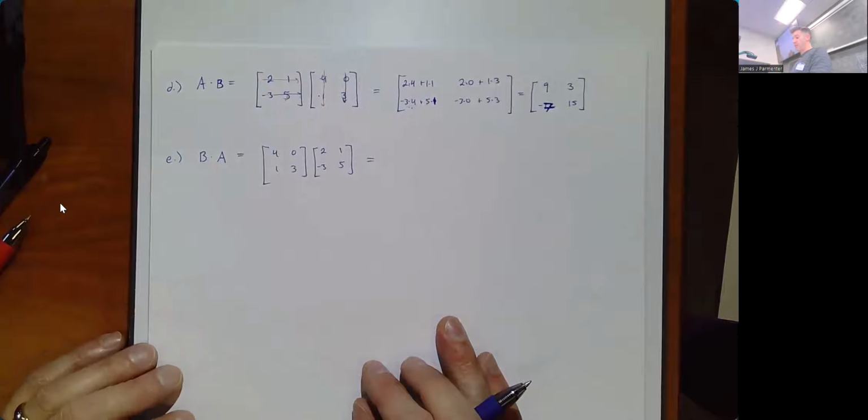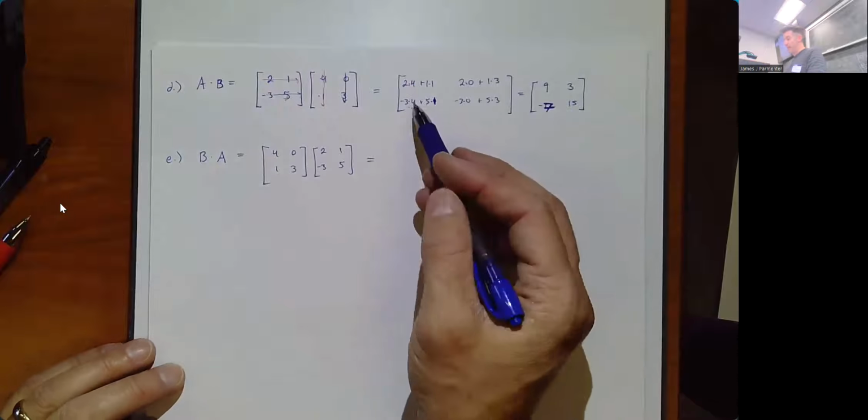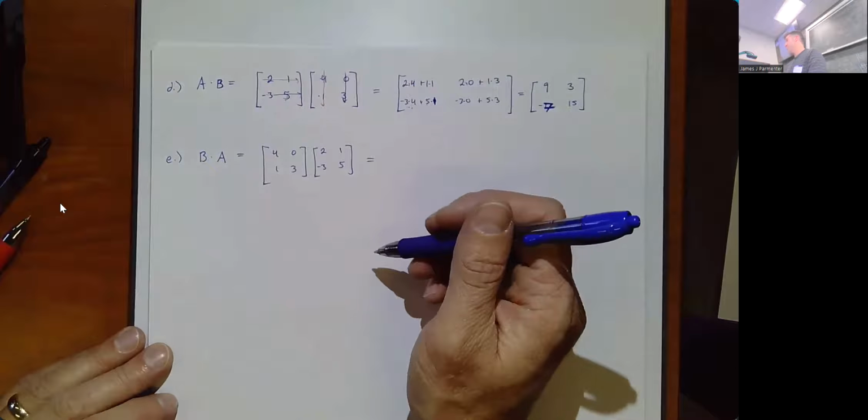I want you all to find B times A, and it's probably good to write it out in case you might make a mistake like me.